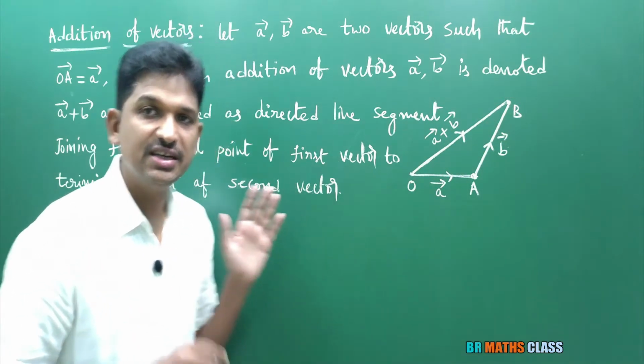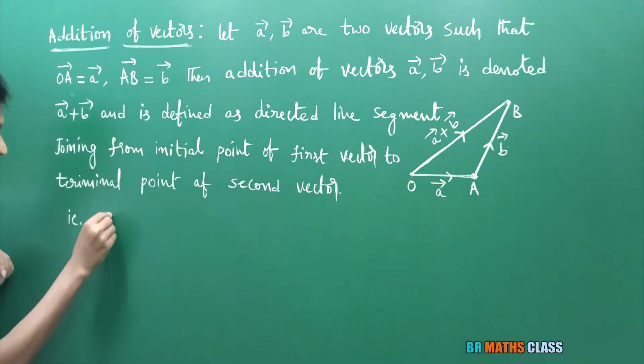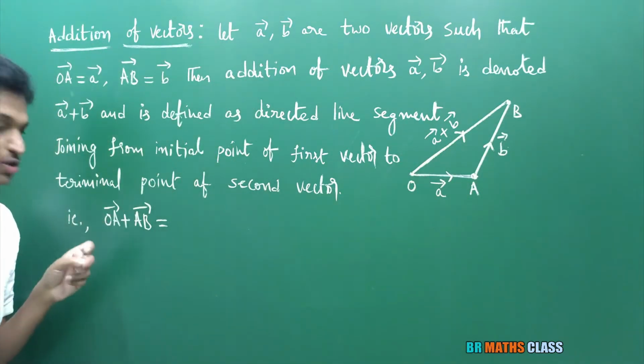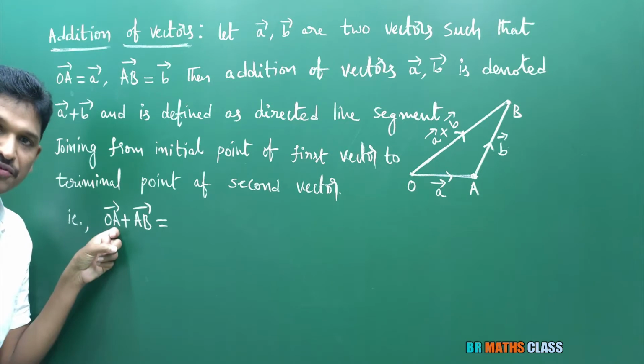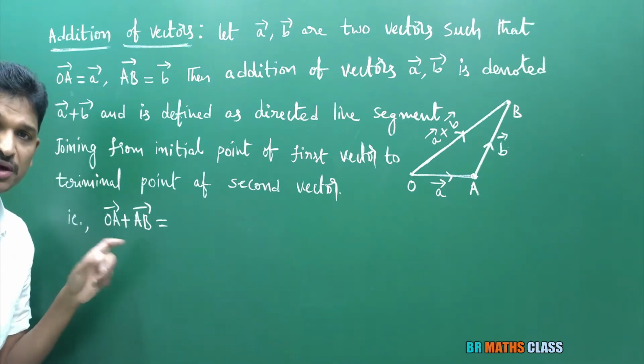Whatever I wrote here, in simple words, you look here: OA bar plus AB bar. You observe here OA bar plus AB bar. What is the addition of these two vectors? You observe the terminal point of the first vector and the initial point of the second vector are the same. What is OA bar plus AB bar?